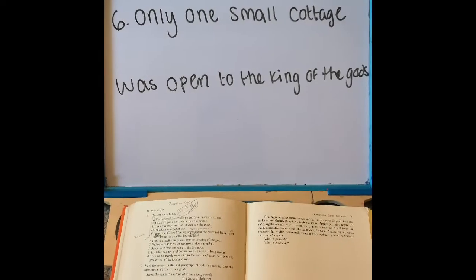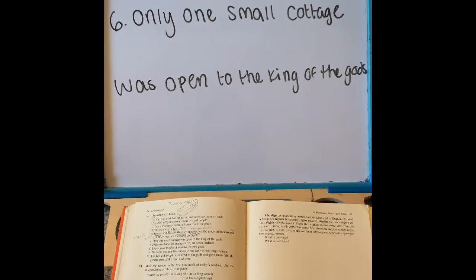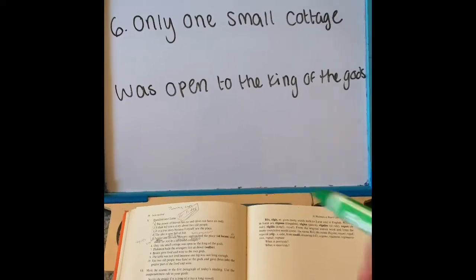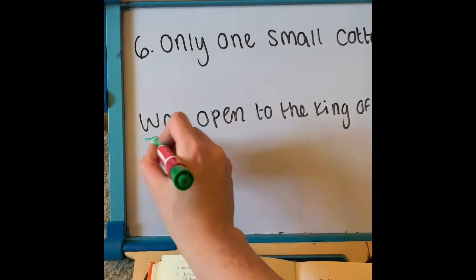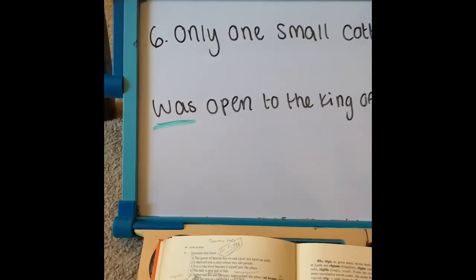So let's move to this one. Only one small cottage was open to the king of the gods. Lots of elements here. Again, find our verb first. Was. Pretty simple.